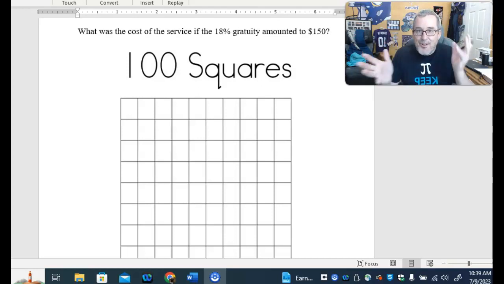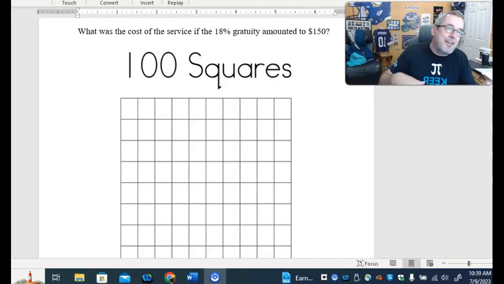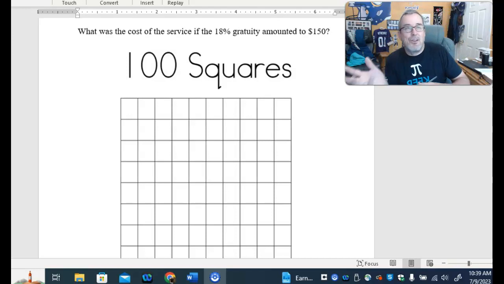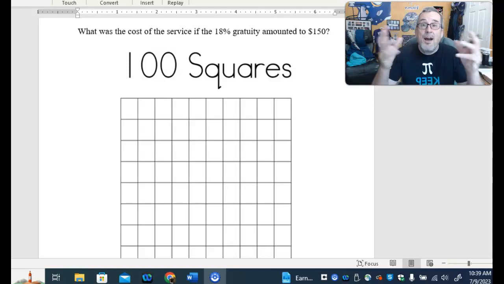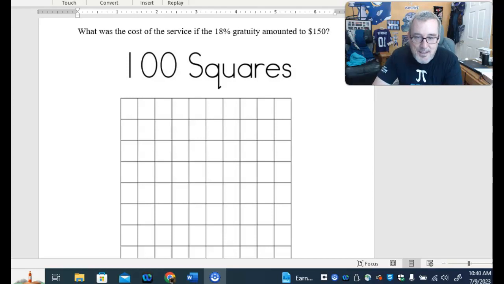Now, let's not go through like, hey, when you see of, it means multiply. When you see is, it means equals. And when you see altogether, it means... not keywords. It's just thinking about what these ideas mean, and that'll inform me what to do. Let me try to unpack it. Here's my thinking. So 18% means 18 out of 100. And so 18 out of 100 amounted to $150.